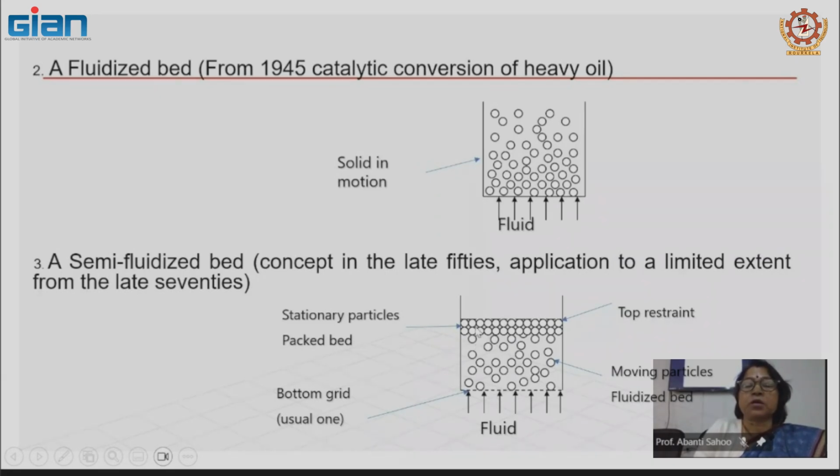Here at the top, a partial packing condition results, that is, bed materials are packed to some extent on the top, and in the bottom layer the particles will be in the fluidized state, where the fluid is supplied from the bottom. So, all the transfer operations are carried out either in the packed bed or in the semi fluidized bed or in the fluidized bed in the chemical industries.